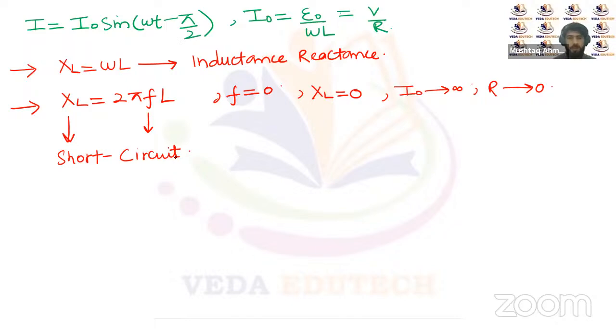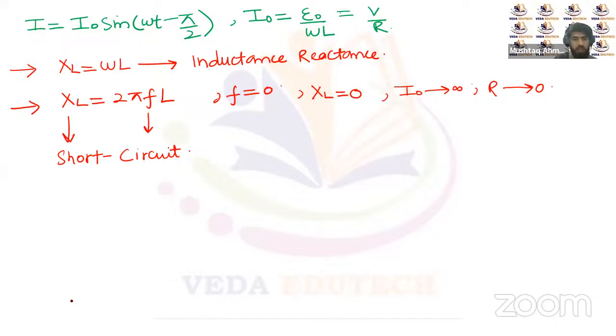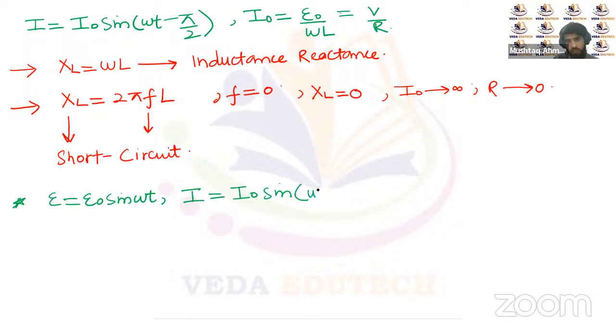It's a huge current, right? Now talking about the phasor diagrams. We know that E is equal to E naught sine of omega t, and the value of current is I naught sine of omega t minus pi by 2.